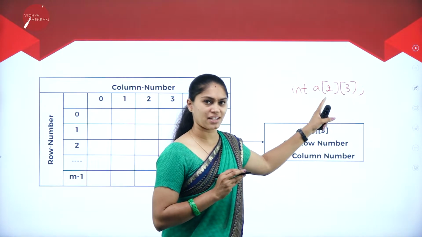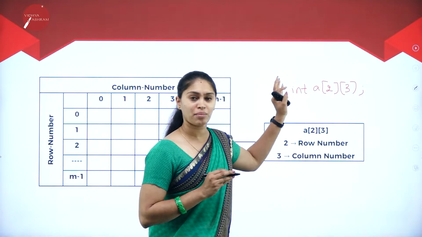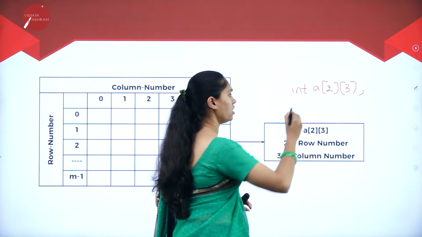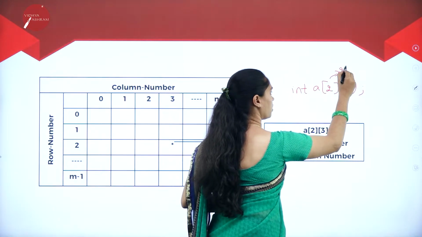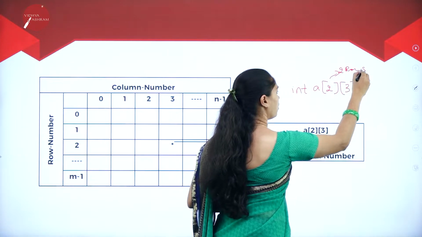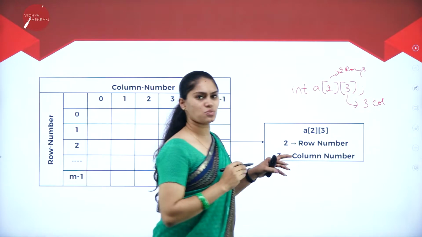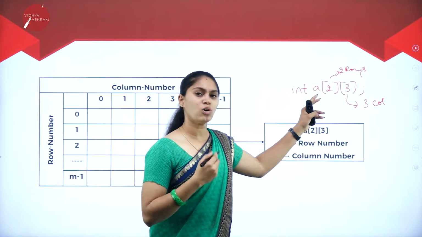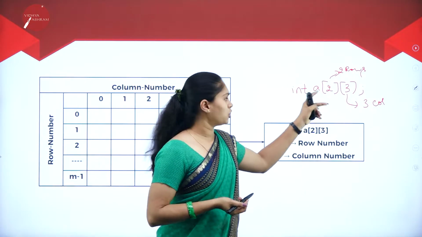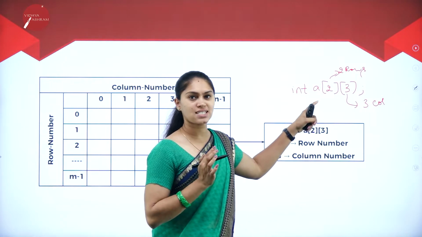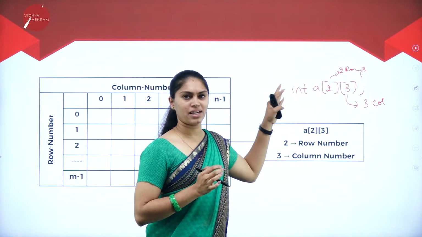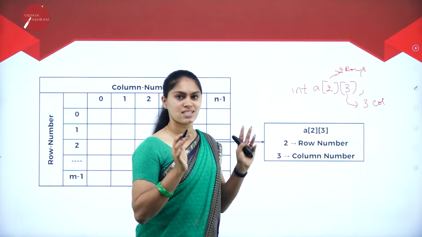It is indicating that this 2-dimensional array is going to have 2 rows and 3 columns. That is 2 cross 3. Then how many elements will it hold? 2 into 3, how much? 6 elements. This has the capacity to hold 6 elements.